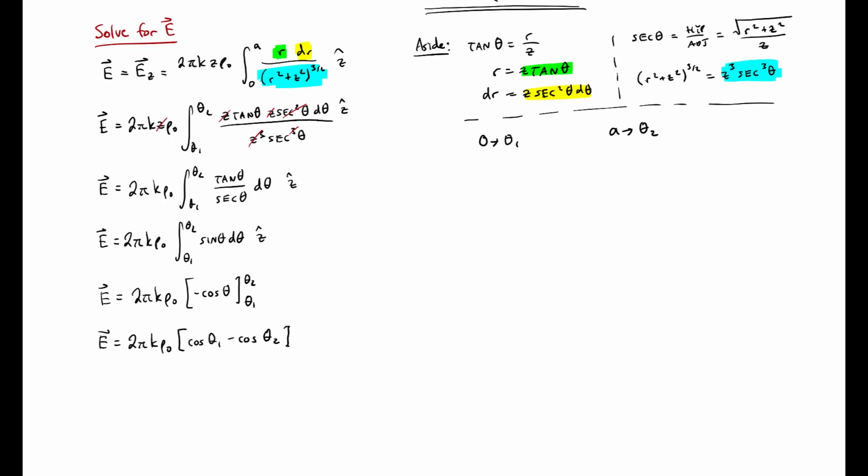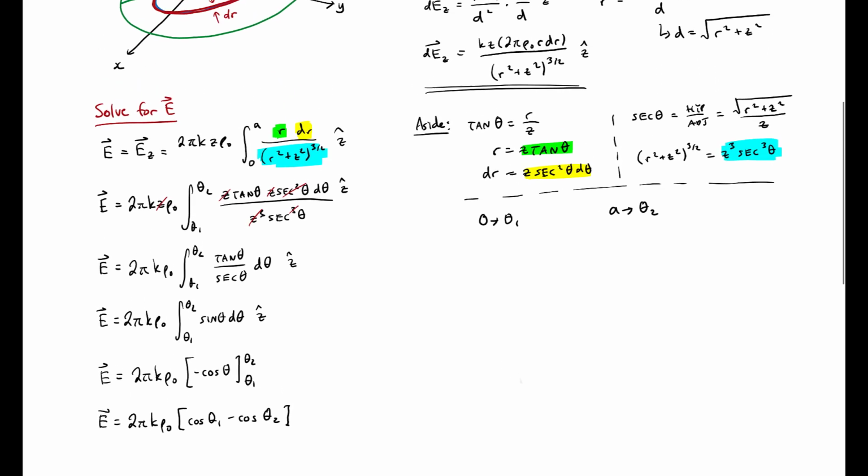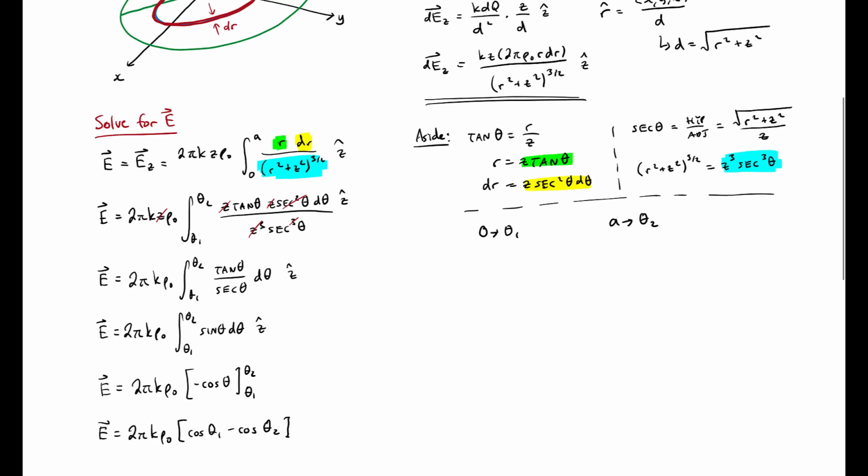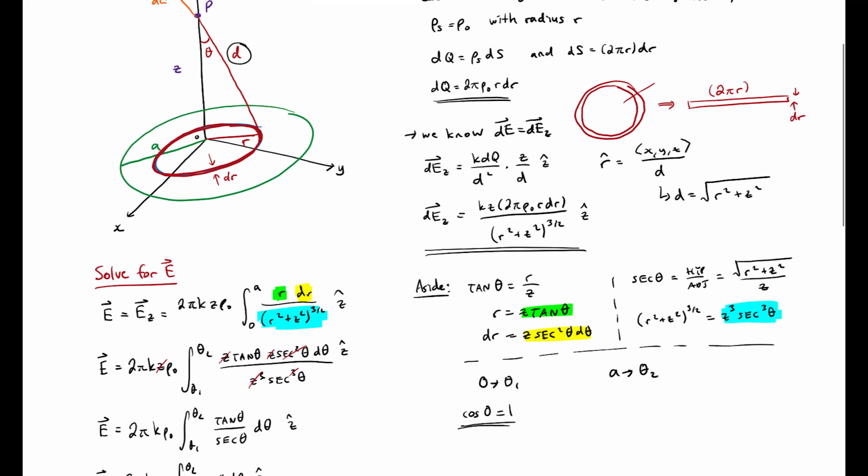Okay, so now it's time to figure out what each of these cosine of theta 1 and theta 2 are. Here, the cosine of theta 1 is simply going to be the cosine of 0, being equal to 1. So basically this is saying when my radius is 0, that means that the angle theta is going to be 0 as well. So cosine of an angle of 0 is simply 1.